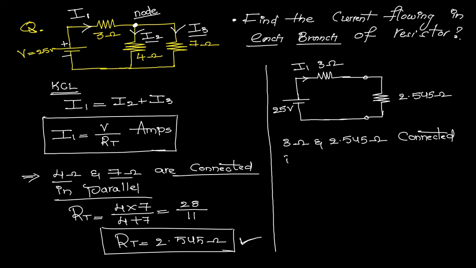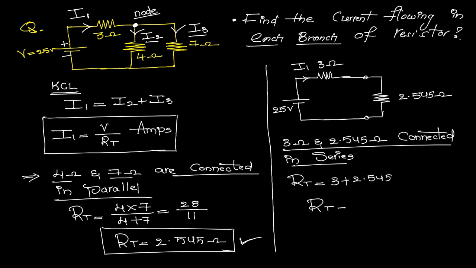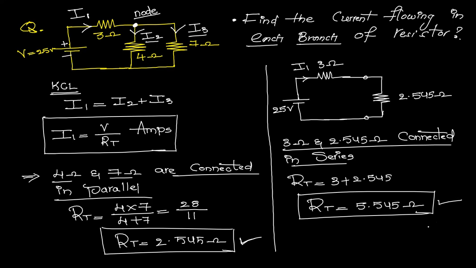So both are connected in series. If both are connected in series, we can simply add these two values, like 3 plus 2.545. So the total resistance is equal to 3 plus 2.545, which means you will get the value of 5.545 ohms. Now this is the value of total resistance.